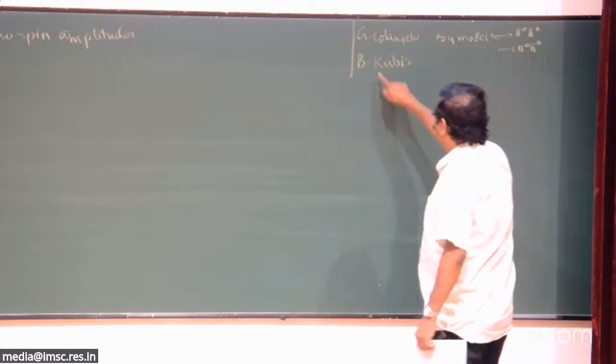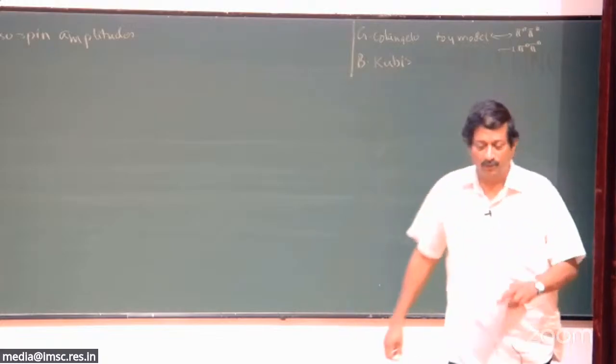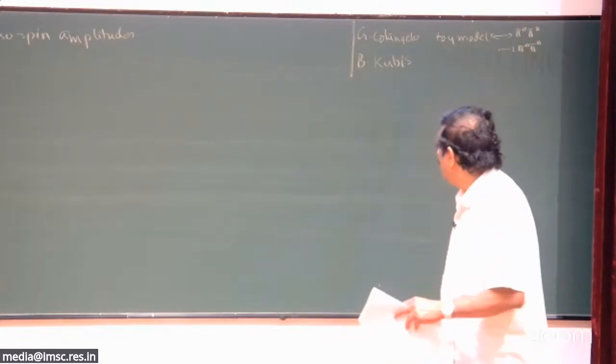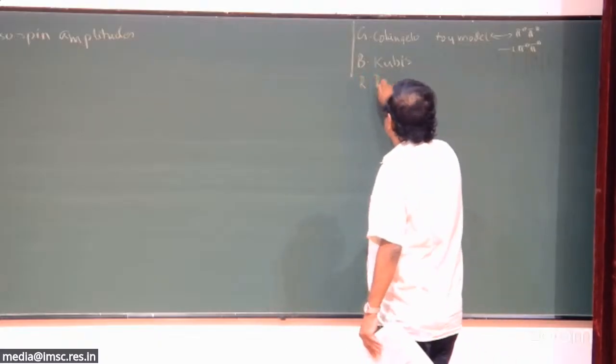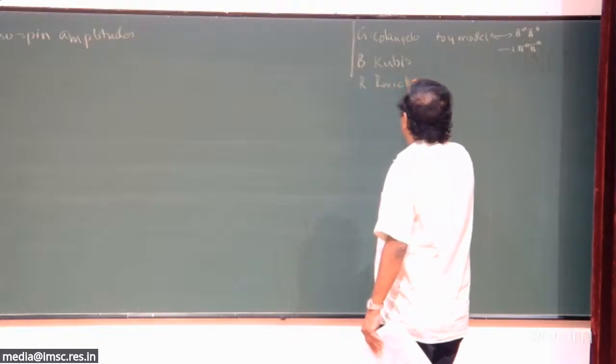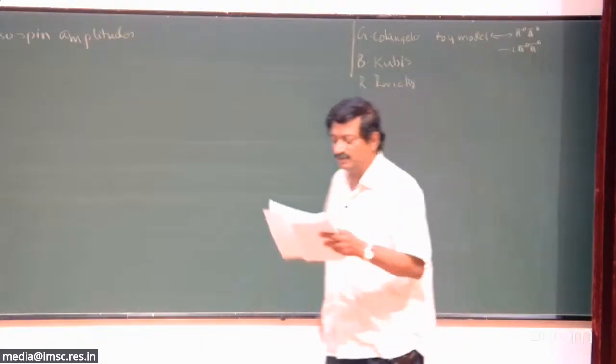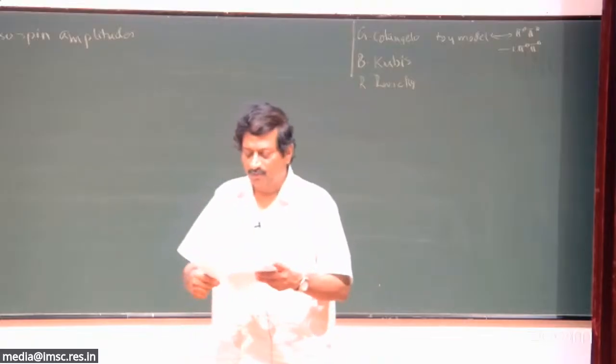This Kubis is also another good review article that you can have a look at. And there's one by Zwicky from a few years ago, which is not so great because there are some inconsistencies in notation and just gets very complicated.